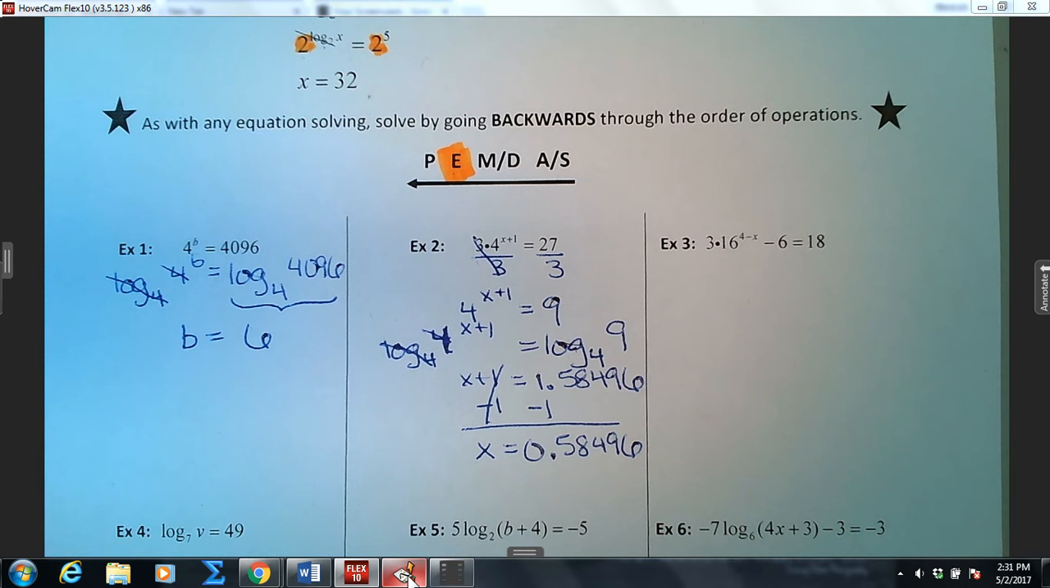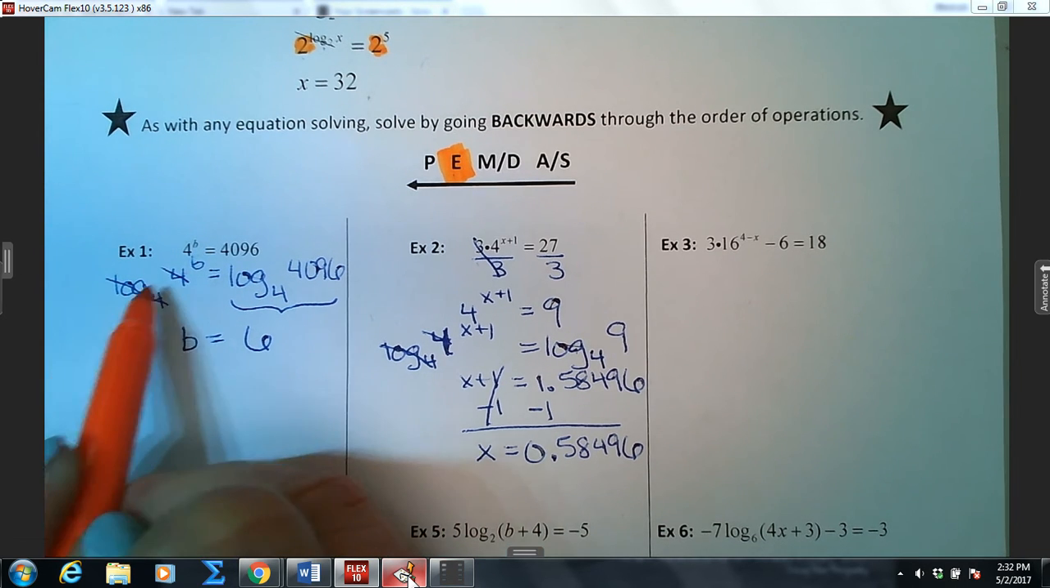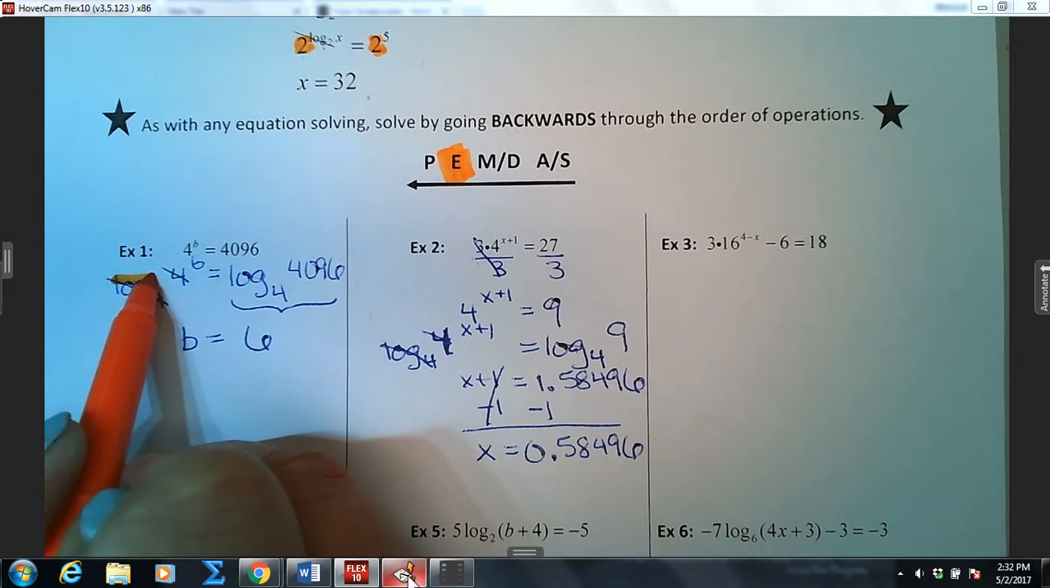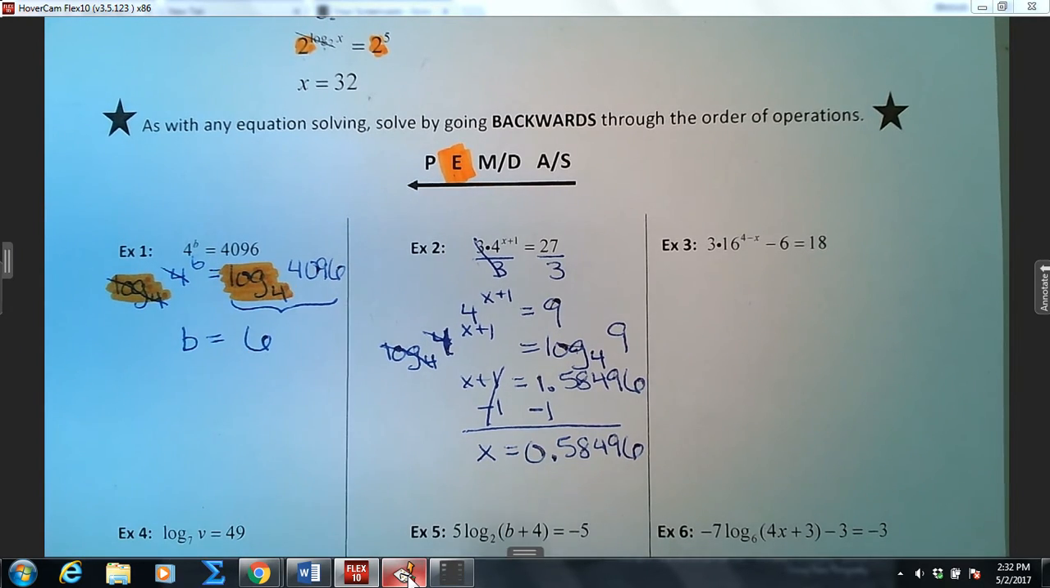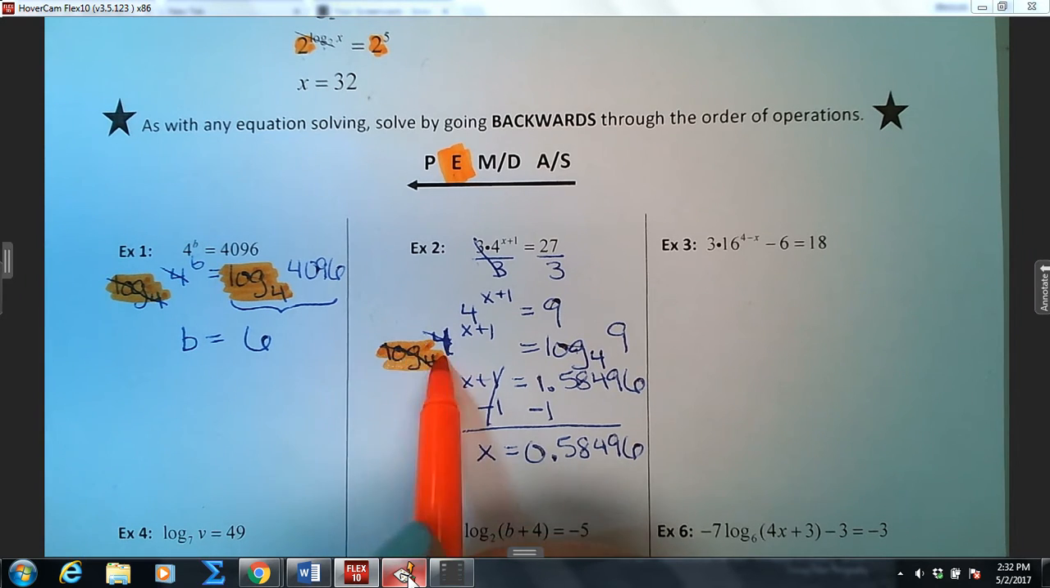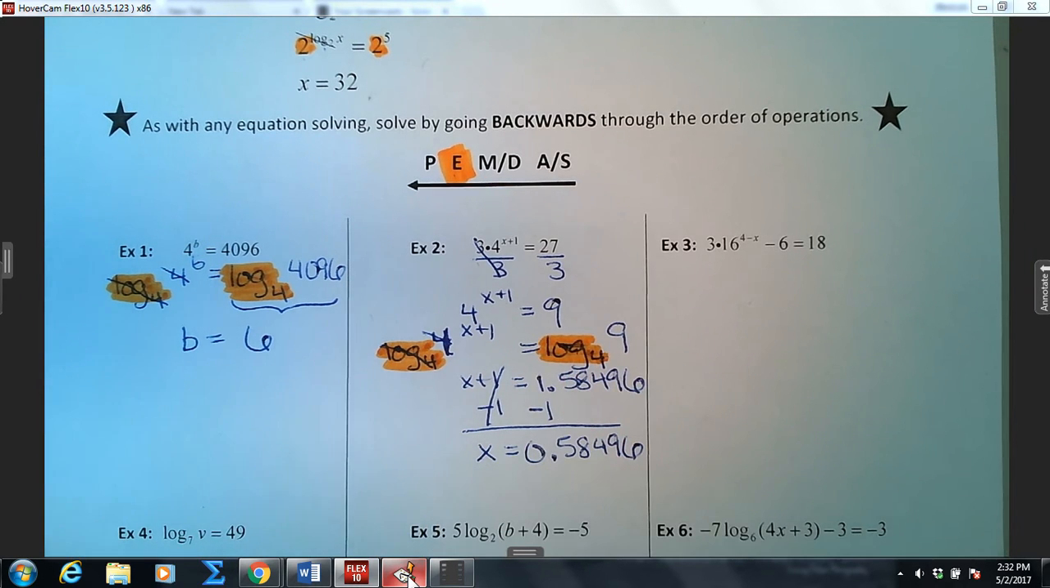Okay, so here's our new piece today, guys. To get rid of a base 4, we need to insert a log base 4 to both sides of the equation, even if the equation is more advanced. Okay. All right, one more example to go.